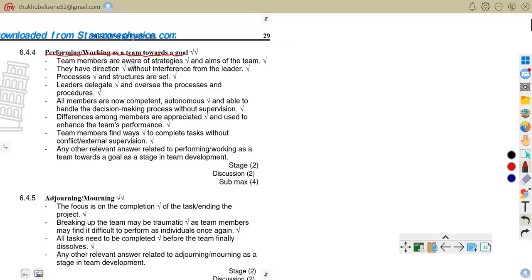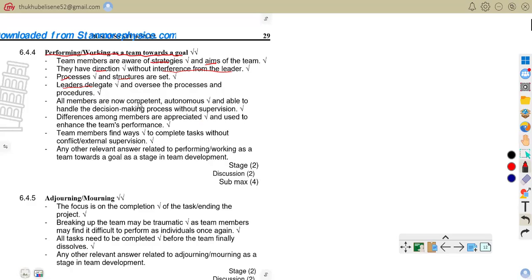Team members are aware of the strategies and aims of the team. They have a direction without interference from a leader. So they can now work towards the goals of the business without being watched by the leader. Processes and structures are set now. Leaders can now delegate and oversee the processes and procedures. The team is managed now, they know what is expected of them, so it is easy for delegation to take place.